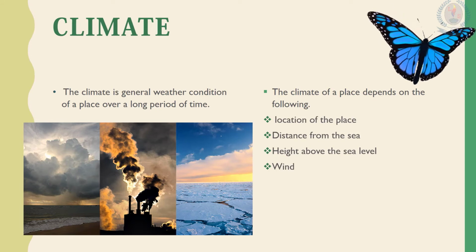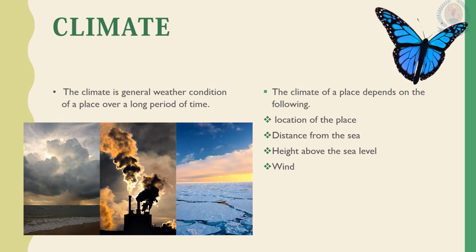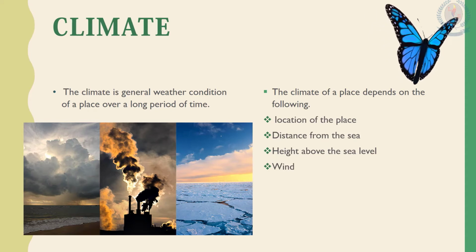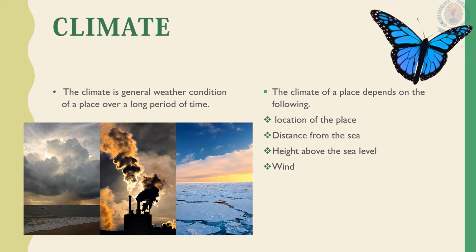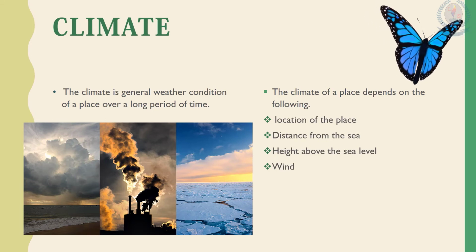Location of the place. The climate of a place depends on its location. Distance from the sea. The land usually gets heated faster than the surrounding water bodies. So places close to the sea or ocean usually enjoy a mild climate. Height above the sea level. Hills and mountains do not warm up easily. This is why it is cooler in hills than in the plains.